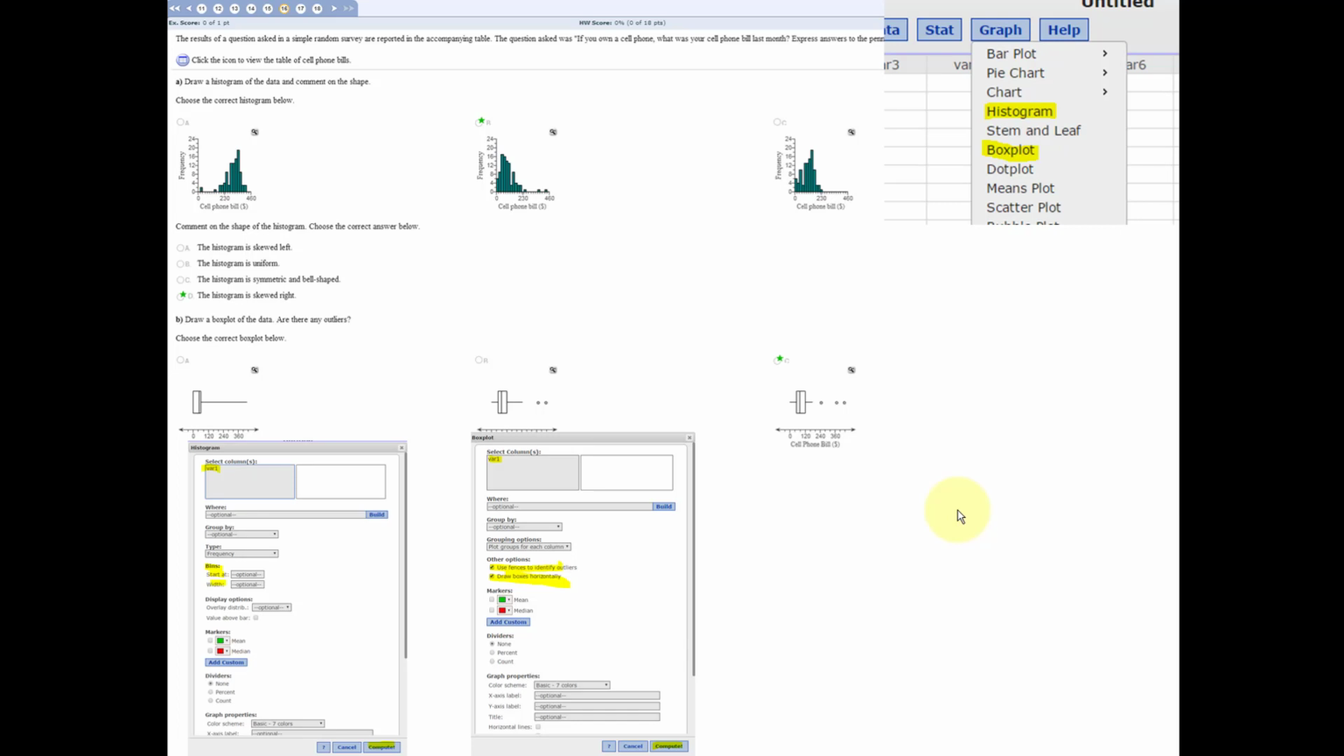So here, they want you to look at a histogram. If you want to plot that, just go to Graph, Histogram. Look at this part of the screen right here in the lower left. And if you want to do a box plot, just click on box plot and follow the instructions on this diagram right here.